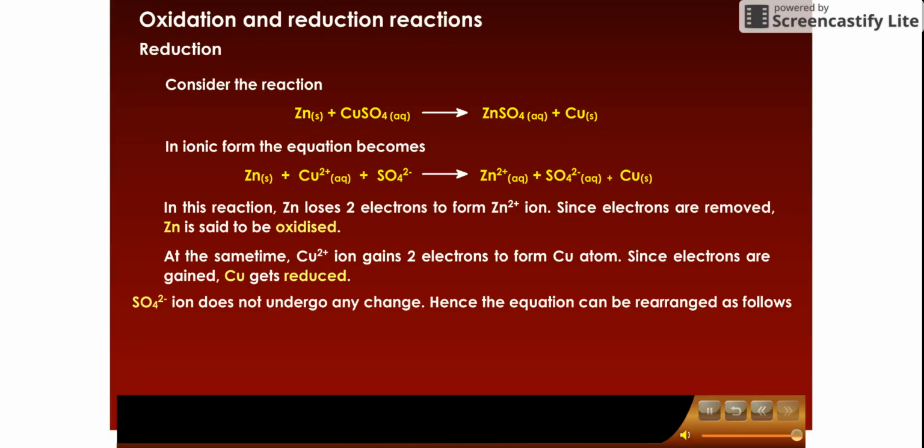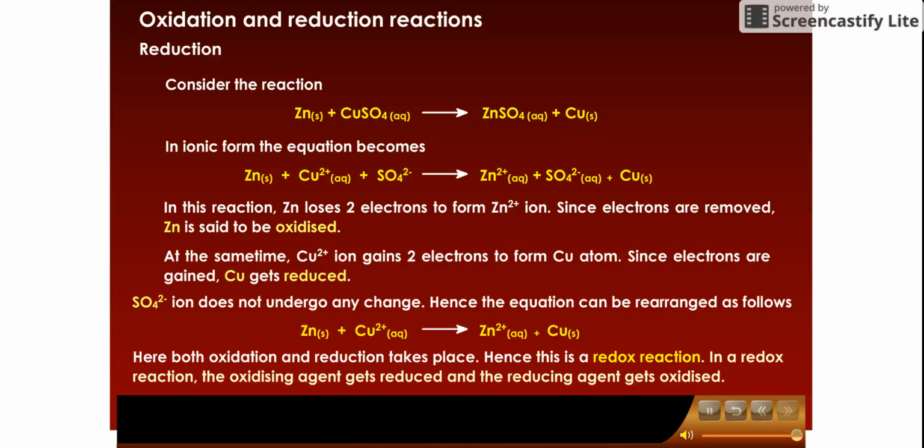Sulfate ion does not undergo any change. Hence, the equation can be rearranged as follows. Here, both oxidation and reduction take place. Hence, this is a redox reaction. In a redox reaction, the oxidizing agent gets reduced and the reducing agent gets oxidized.